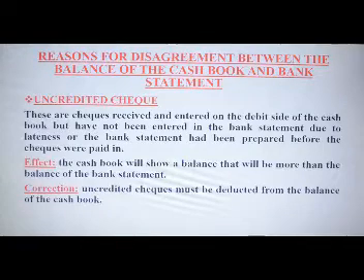Now our second reason why there's a disagreement between cash book and bank statement balance is the uncredited check. Now uncredited checks are checks received. Like unpresented was issued out, now we said uncredited was received. They were received and entered on the debit side of the cash book.